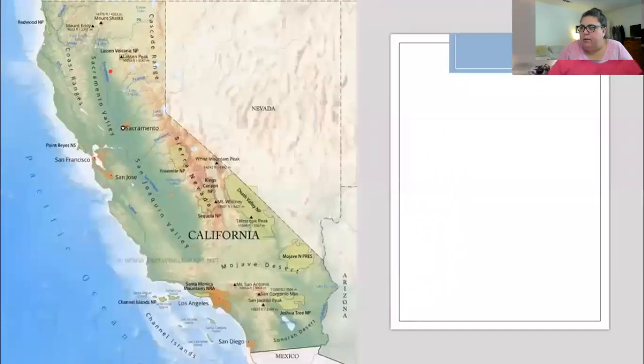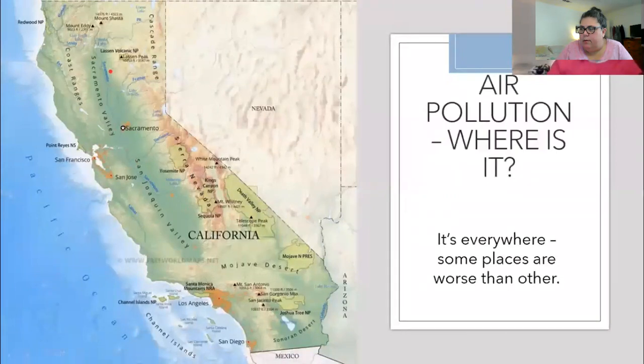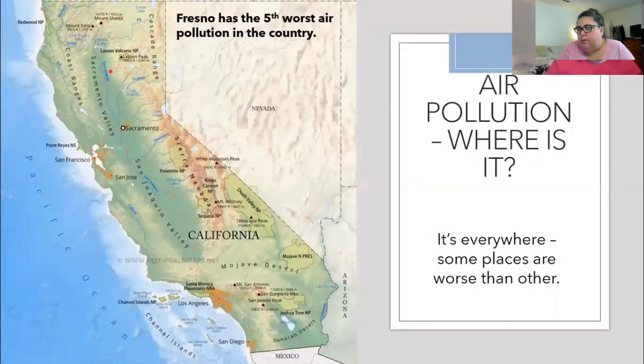air pollution. Where is it? It's actually pretty much everywhere. Some places are worse than others. And what I want you to know, you who are residents of the Central California Valley, is that Fresno, right in the middle of the valley, right about here, has the fifth worst air pollution in the country. It's bad here. We have higher instances of asthma and breathing problems than just about anywhere else in the country because of that.